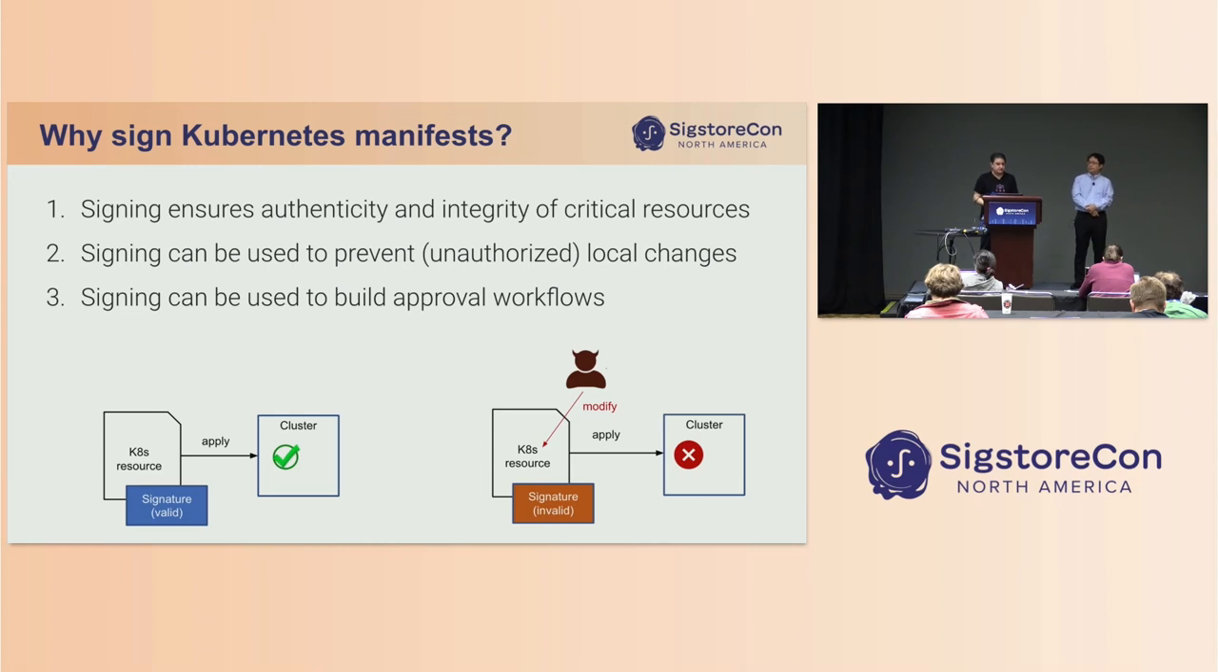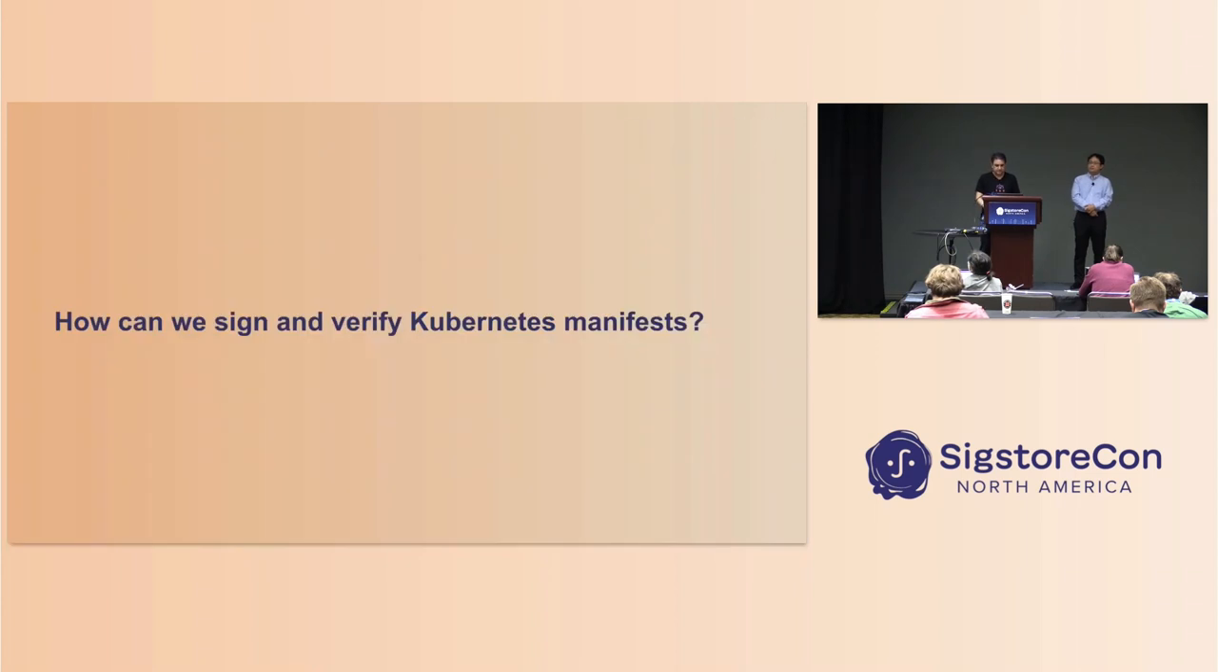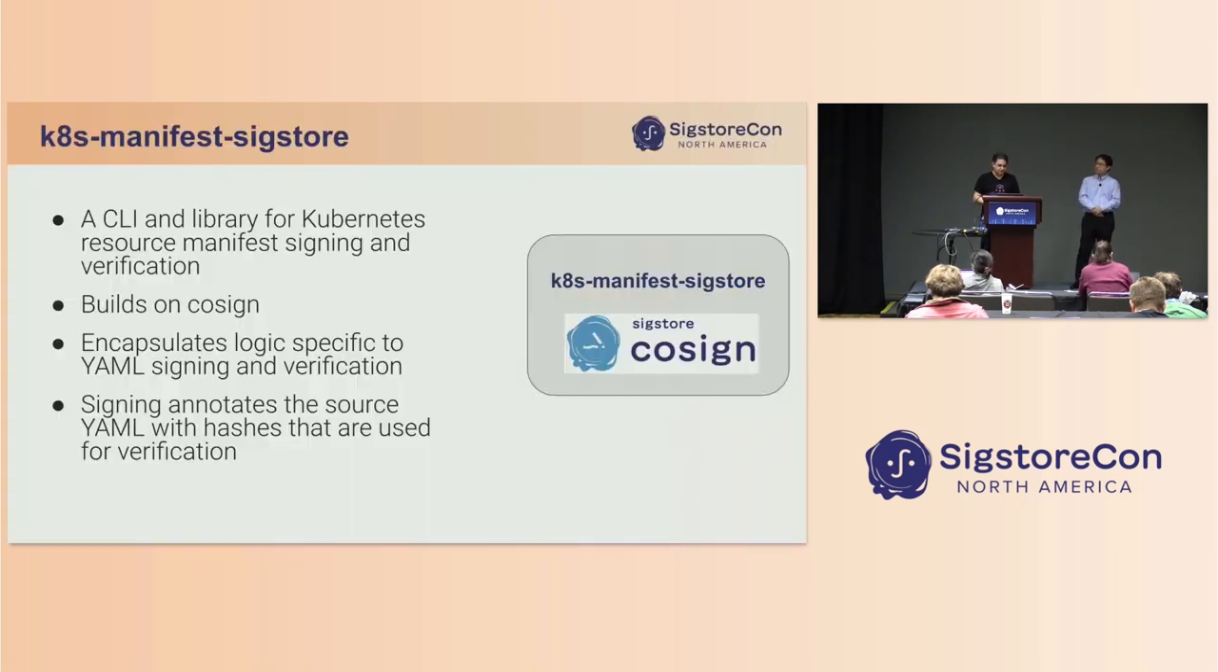Signing can also be used to build some pretty interesting workflows, like approvals. If you want multiple signatures before a resource is deployed, you can do that. Or if you just want to prevent some resource from going into production until your QA or production team signs off on it. All right, hopefully that gives you an idea of why we would want to sign resource manifests.